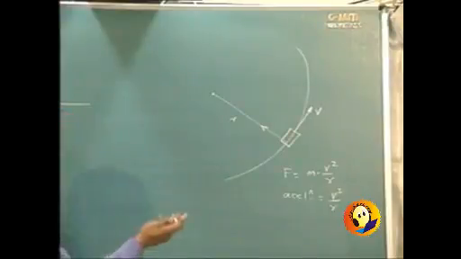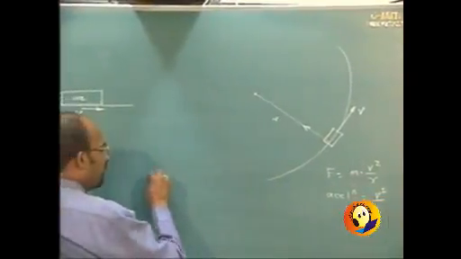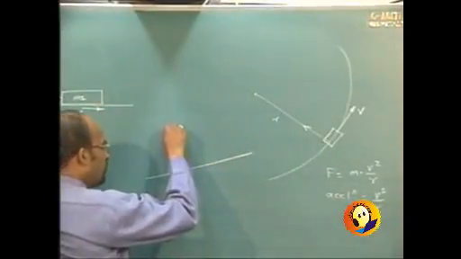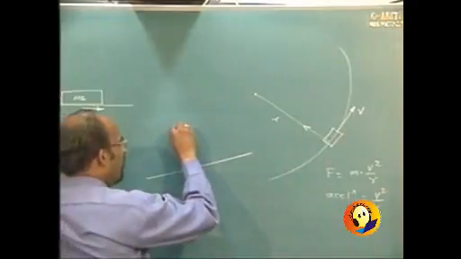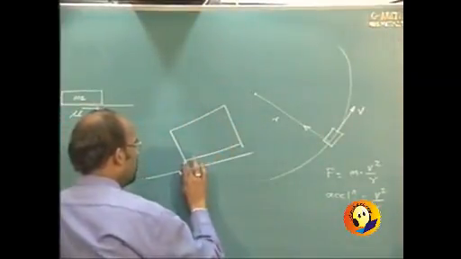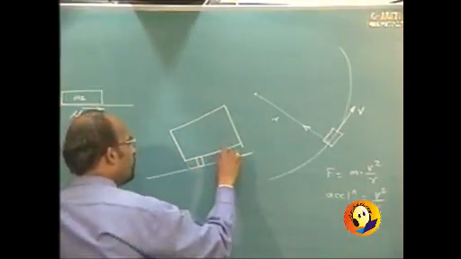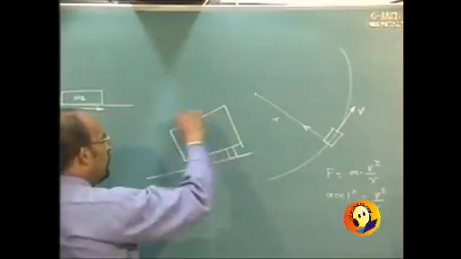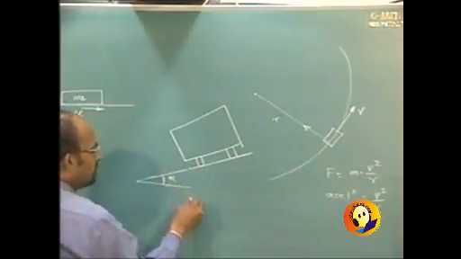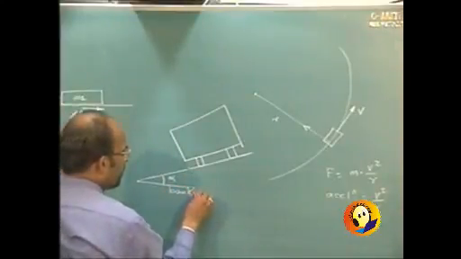Now this is one part, and the second part that we have studied earlier in 12th standard or so: when the body is supposed to take some curve, suppose this is a vehicle which is moving towards the left, then the road should be given some banking. So this is the angle of banking, alpha.